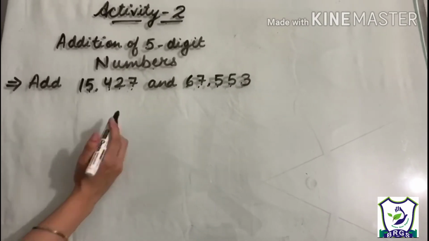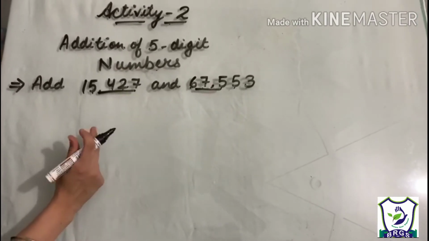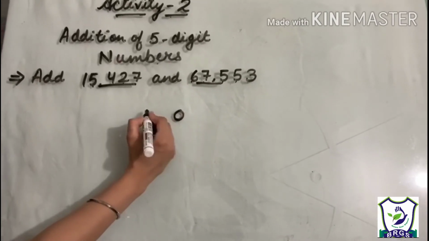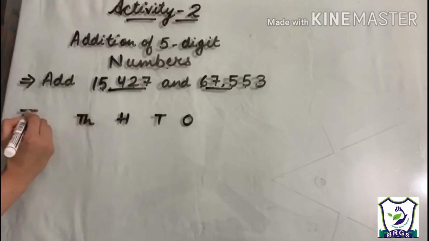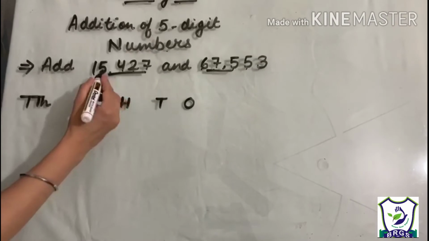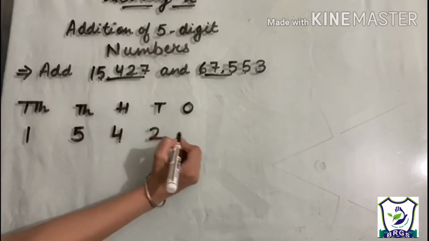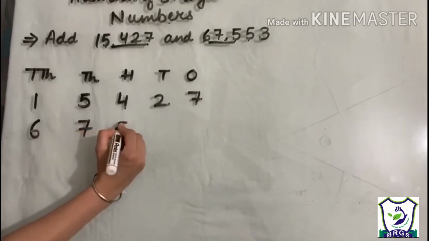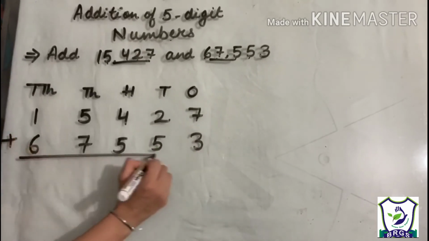First step, we have to arrange these addends. I already told you these numbers are addends. Arrange these addends in the columns. Column means ones, tens, hundreds, thousands and ten thousands. First we write these addends in the columns. First one is 15,427. Next is 67,553. Now we have to add these.